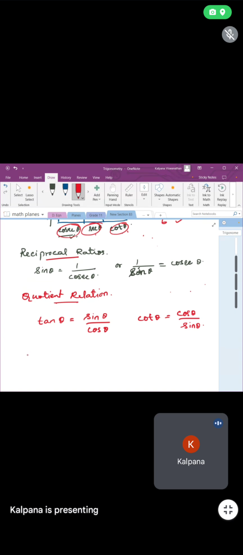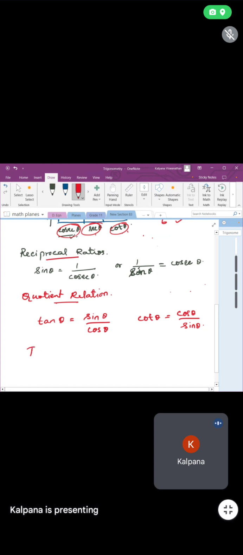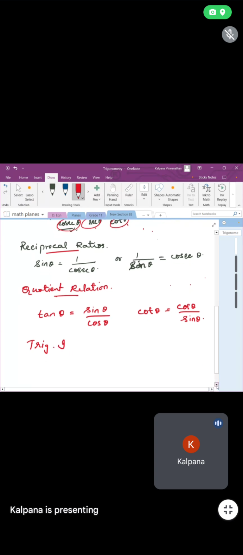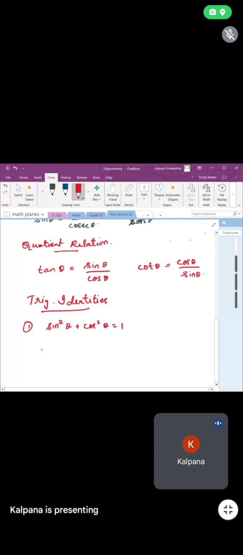Next we have the square relations, trigonometric identities. We call it the square relations also. Just recalling the formula. What is the first identity? Sin square theta plus cos square theta is 1. Very important identity, since from grade 9 you have this.